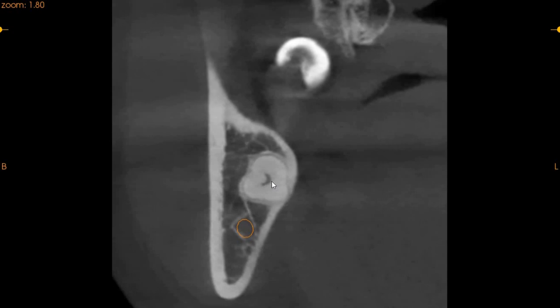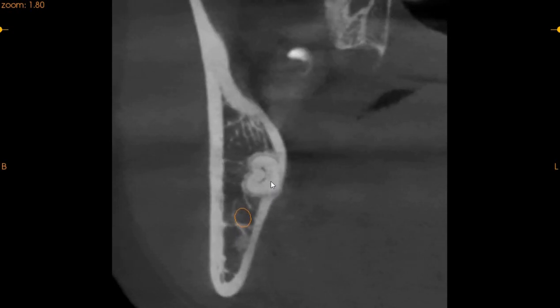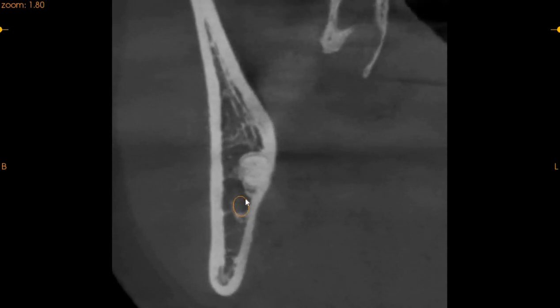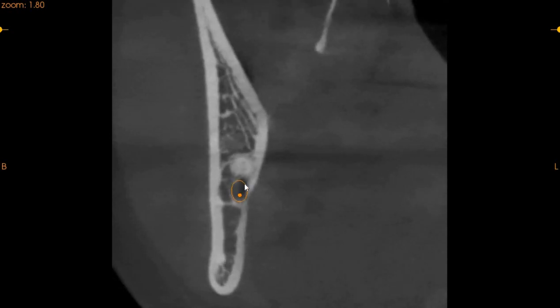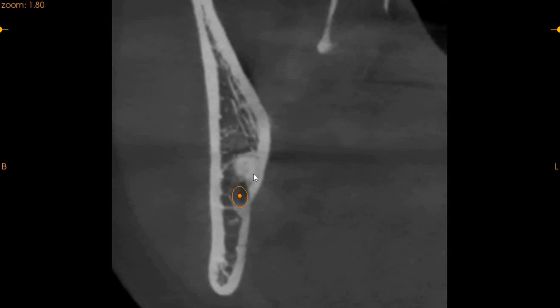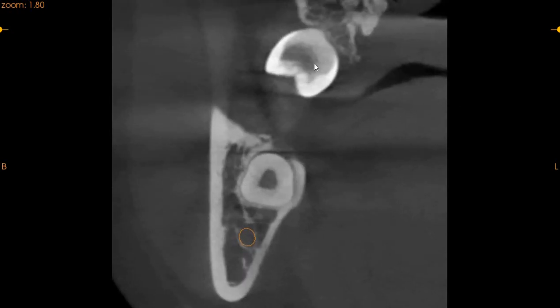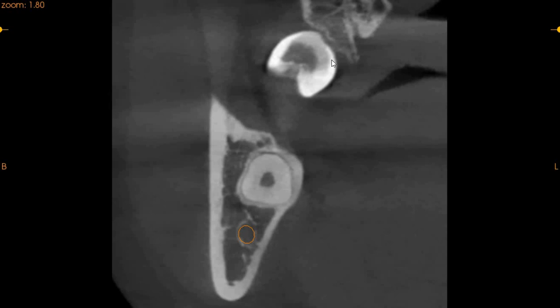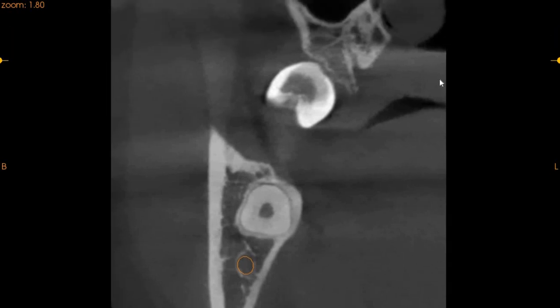Moving to the lower right third molar, we can see that it is horizontally impacted. The inferior alveolar nerve is in close contact with the apex of the tooth because the inferior alveolar canal is lingual to the apex of the lower right third molar. So this is something that the doctor who's extracting it needs to be very well aware of. The upper right third molar is grossly carious as well, so this needs to be addressed as soon as possible.